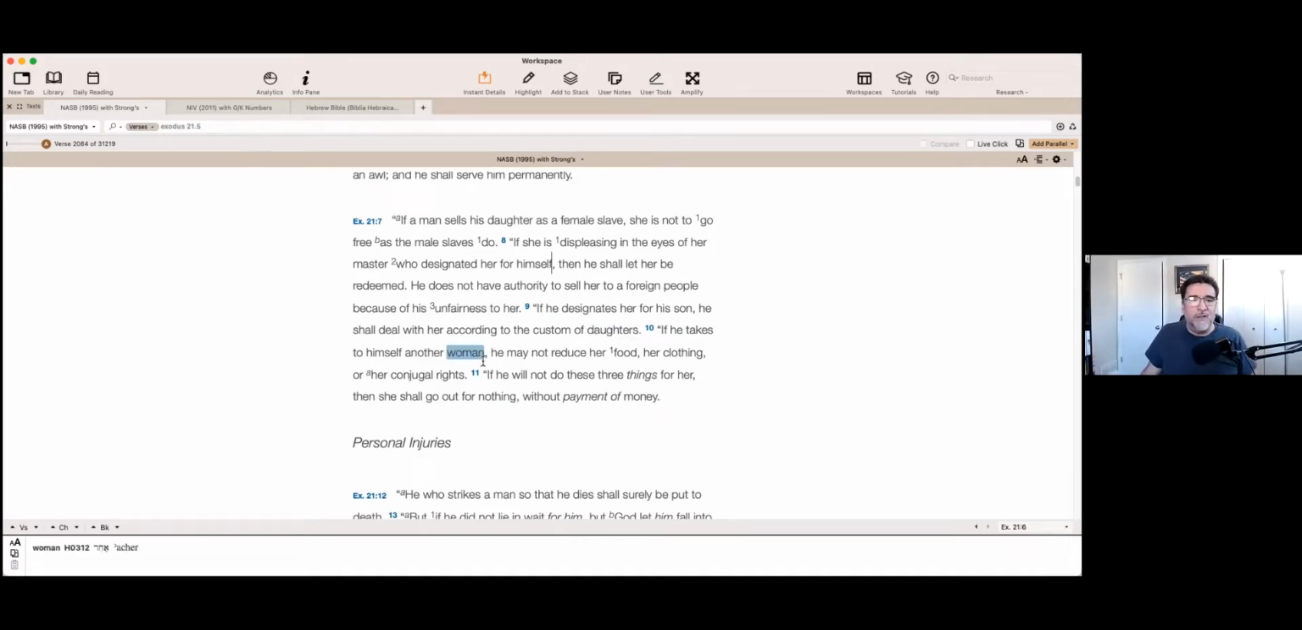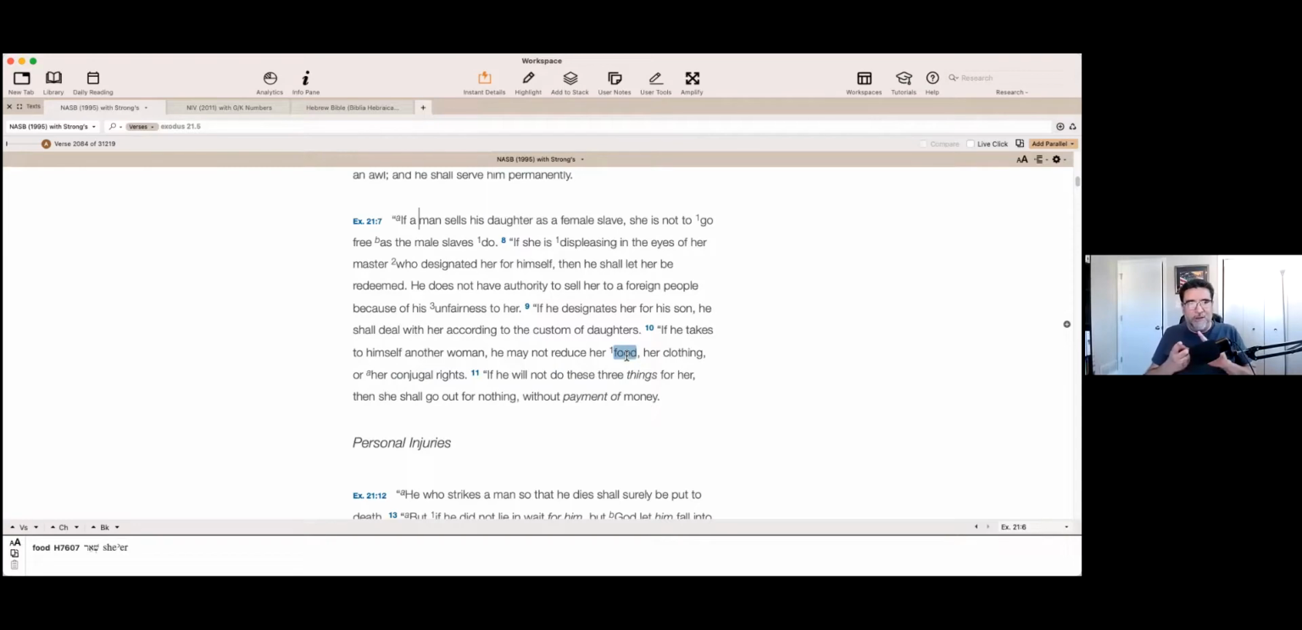If he takes to himself another, look at this one, verse 10, to kind of drive my point home, and then we'll move on. If he takes to himself another woman, in other words, if he gets another wife, he may not reduce her, the first one that he took for a wife originally, the daughter of the man who sold her, right? The one described here in verse 7. He may not reduce her food, her clothing, and her conjugal rights. If he will not do these three things for her, then she shall go out for nothing, without payment of money. So what are we talking about here?